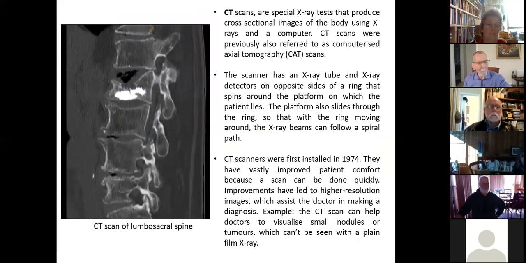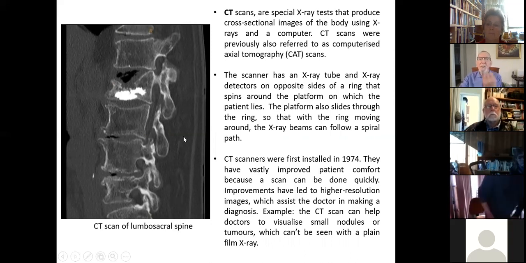Okay, this is a CT scan of the lumbar spine. These are the lumbar vertebrae, L1, L2, which you can see is an absolute mess, L3, L4, L5. You can also see here that the discs are in a fairly sad state. You can't see a lot else in real terms.